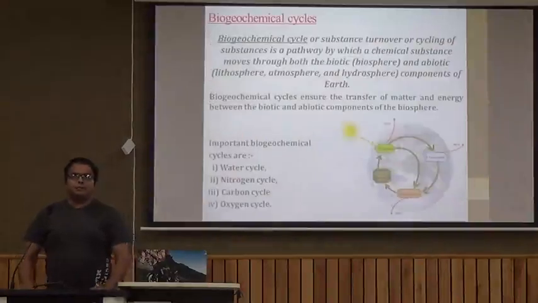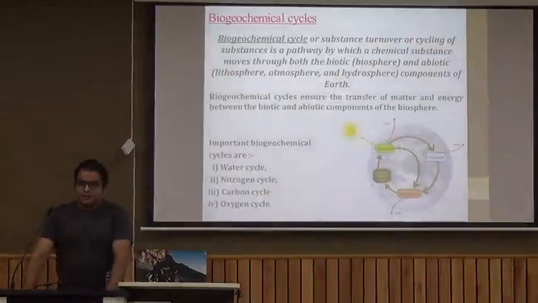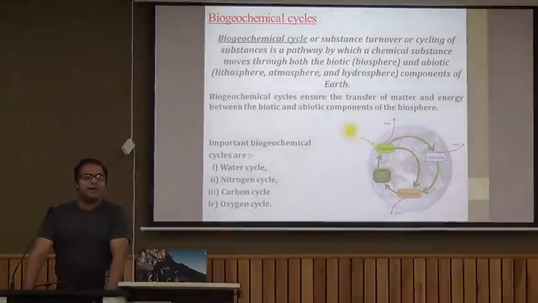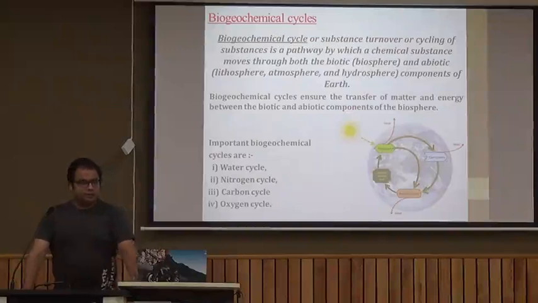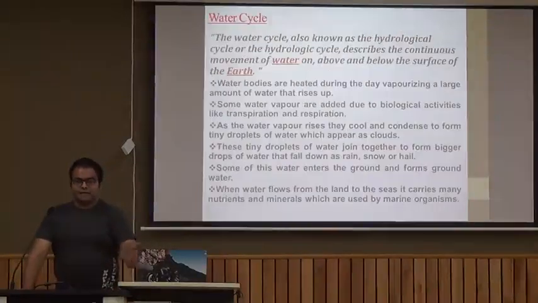Now what are biogeochemical cycles? These are substance turnover or cycling of substance in a pathway by which a chemical substance moves through both biotic and abiotic components of earth. These cycles ensure that the matter is transferred and also the energy between the biotic and abiotic components of earth, of our nature. Now some important cycles are water, nitrogen, carbon and oxygen cycle.